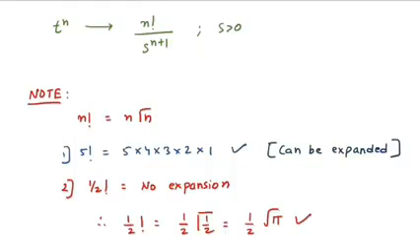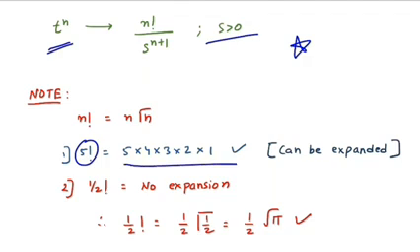Now moving forward to one of the important standard results: if the time domain function is t raised to n, the Laplace transform of that is n factorial upon s raised to n plus 1, where s is greater than 0. But you have to note this part. Whenever you have n factorial, let's say 5 factorial, you can expand it without any problem: 5 into 4 into 3 into 2 into 1, no problem, right? But what if you have half factorial or 3 by 2 factorial?